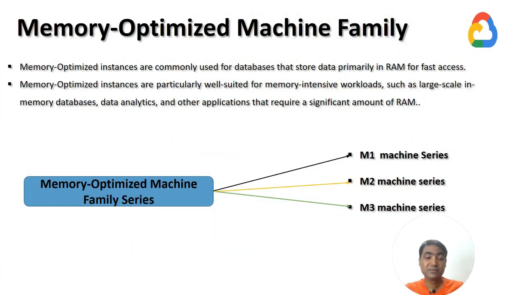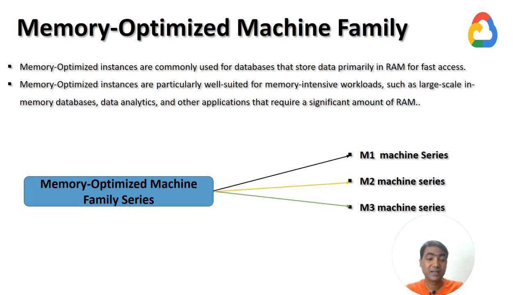The memory optimized machine family in Google Cloud Platform is a group of virtual machine instances designed to provide a high memory to CPU ratio. These instances are particularly well suited for memory intensive workloads such as large scale in memory databases, data analytics and other applications that require a significant amount of RAM. The memory optimized family may include different types of instances with varying amounts of memory and CPU configuration, allowing users to choose the one that best fits their specific workload requirements.